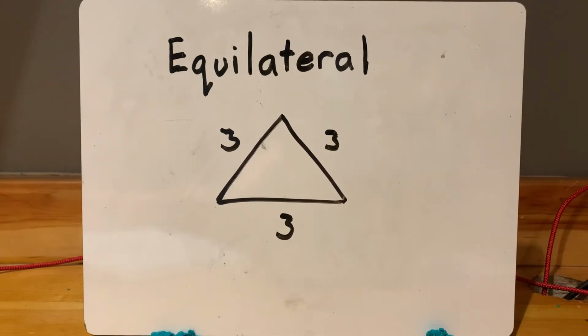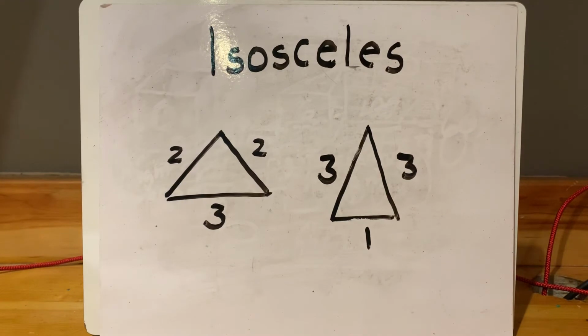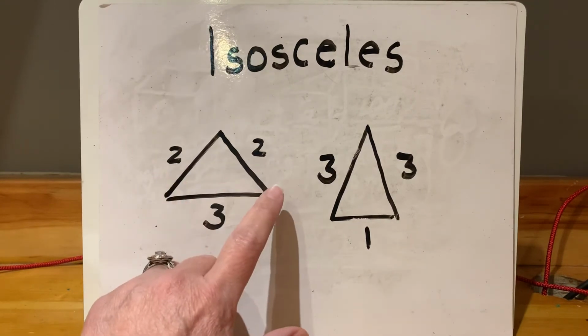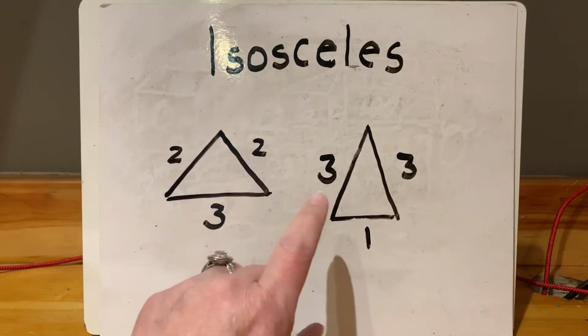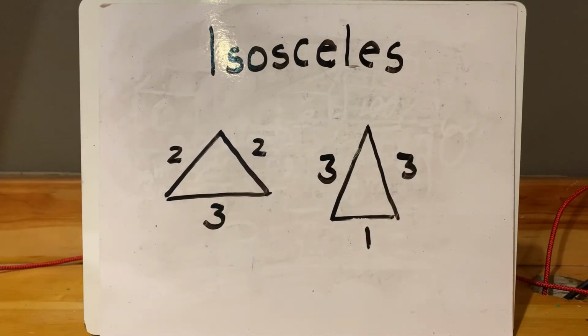Next, we have isosceles triangles. Isosceles triangles have at least two of the three sides that are equal in length. Now, these are not to scale, but as you see, we have one like this where these two sides are both a measure of 2, and this is a 3. In this triangle, we have two sides that are a measure of 3, and that is a measure of 1.